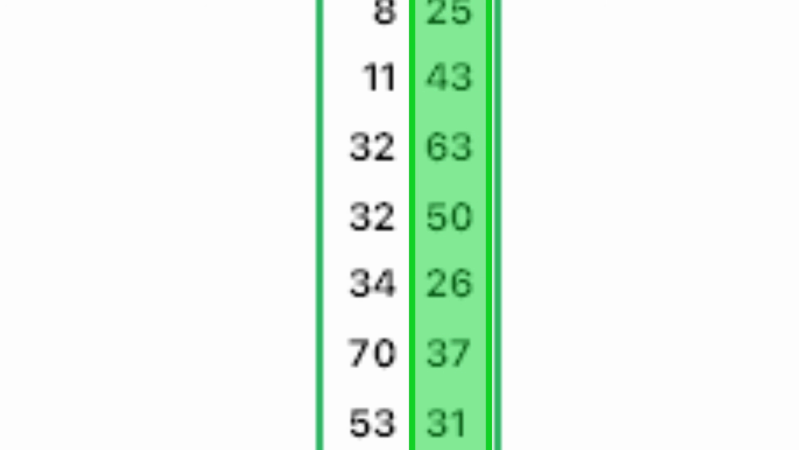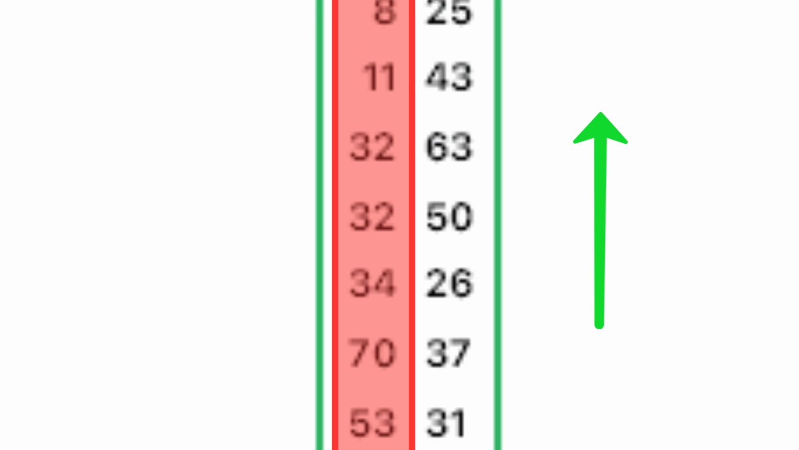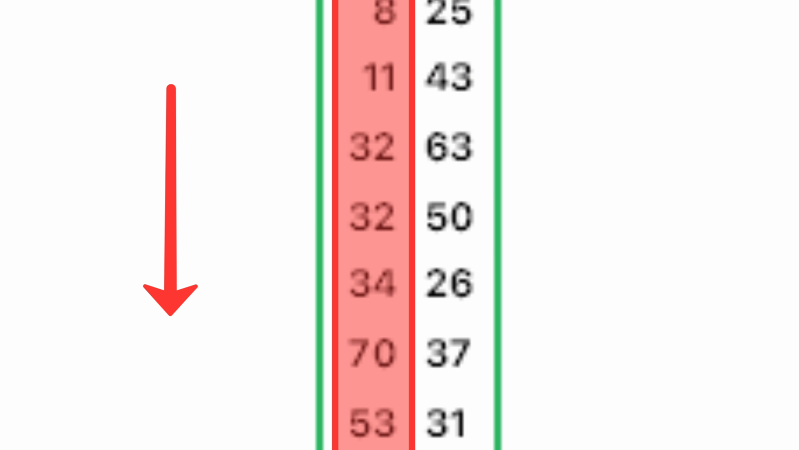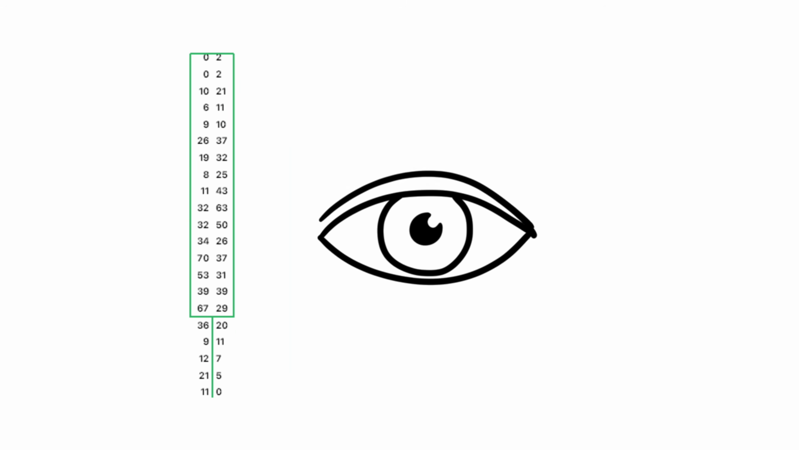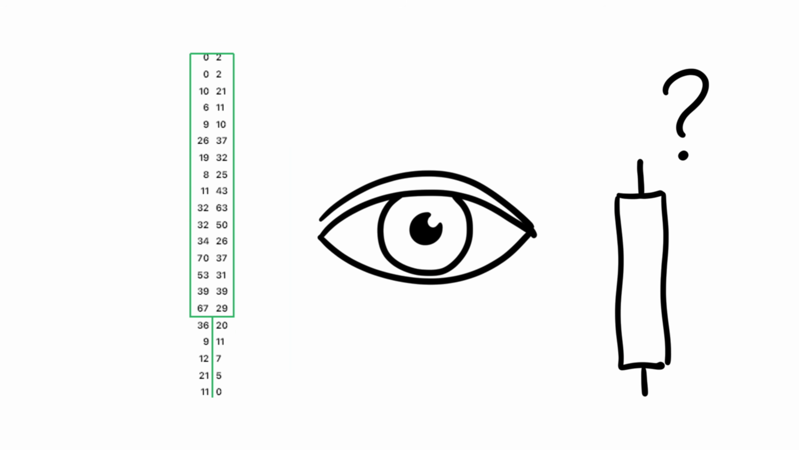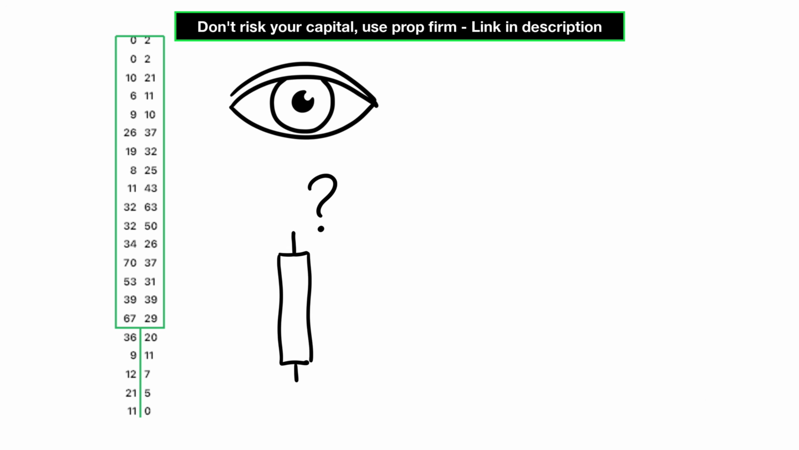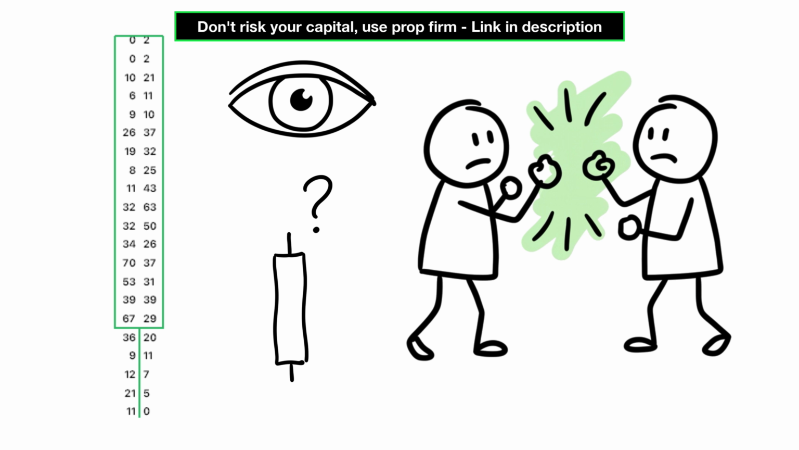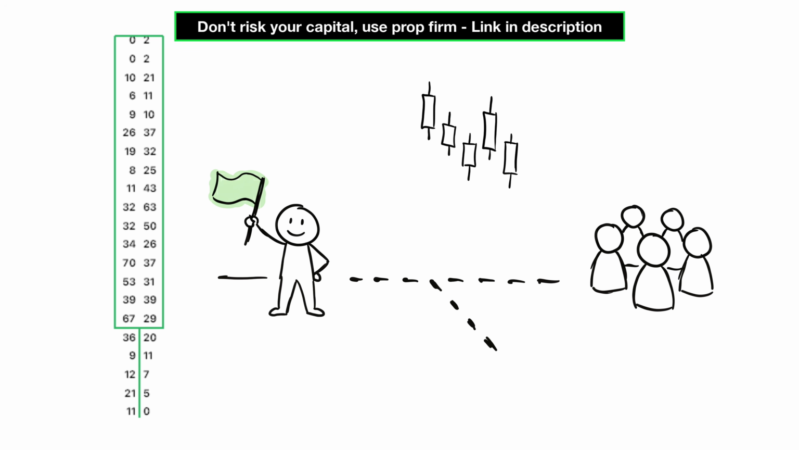Green numbers mean that buyers were stepping up and lifting the price. Red numbers mean sellers were hitting it down. Suddenly, you're not staring at a colored bar, guessing what happened inside it. You're watching the actual fight between buyers and sellers tick by tick. That alone puts you ahead of almost everyone else looking at the same chart.